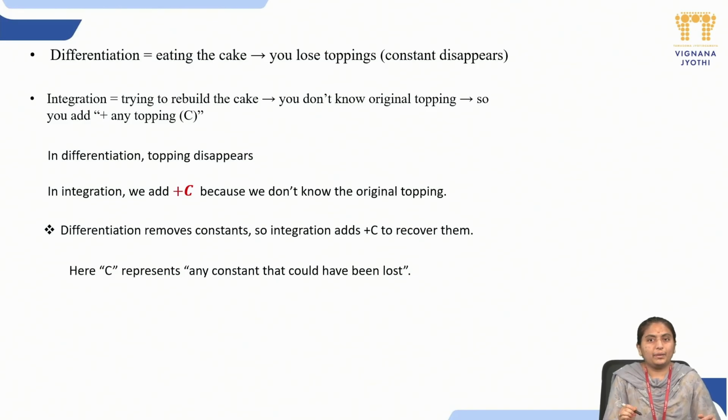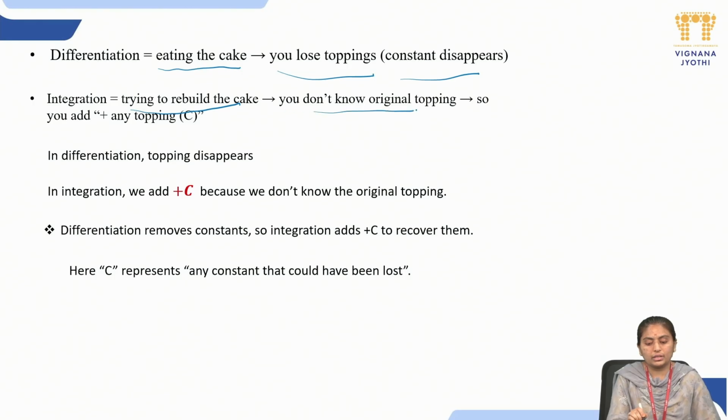So if we apply this in general, we will go for an example. Differentiation is like eating the cake. You lose the toppings, and the toppings should be considered as constants. These disappear when you are eating the cake. Whereas integration means trying to rebuild the cake.